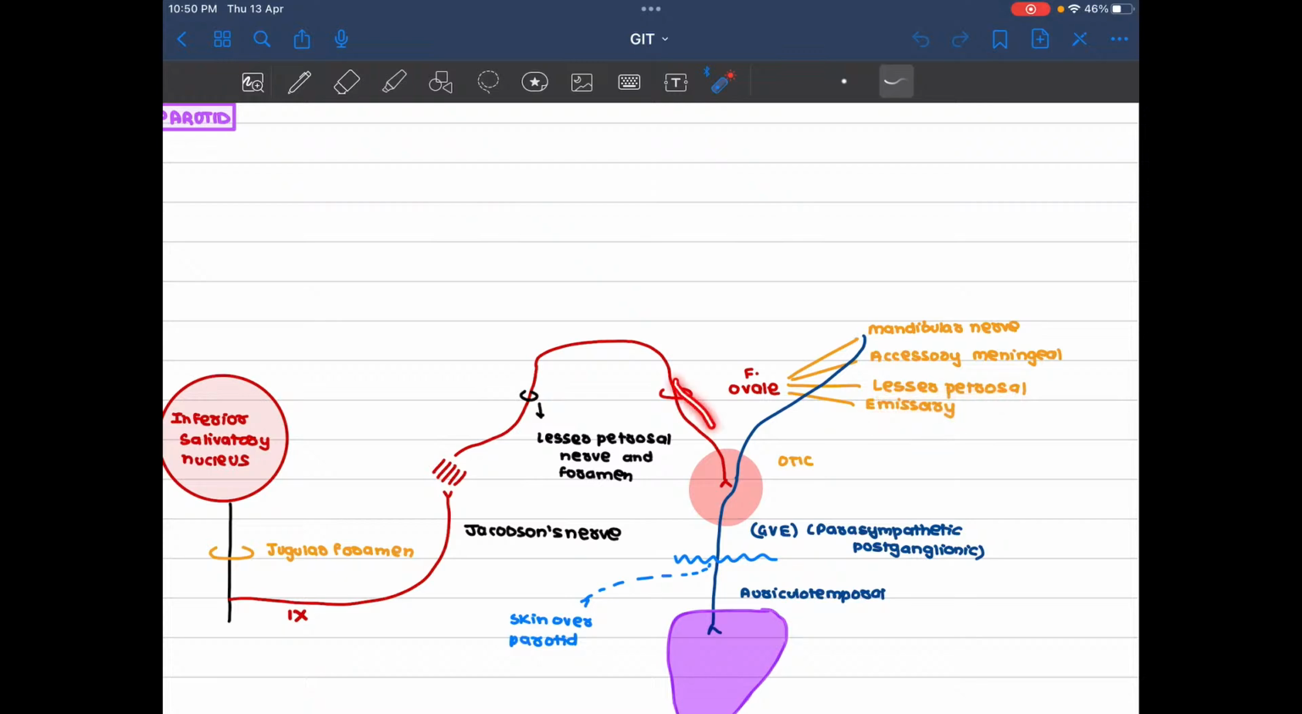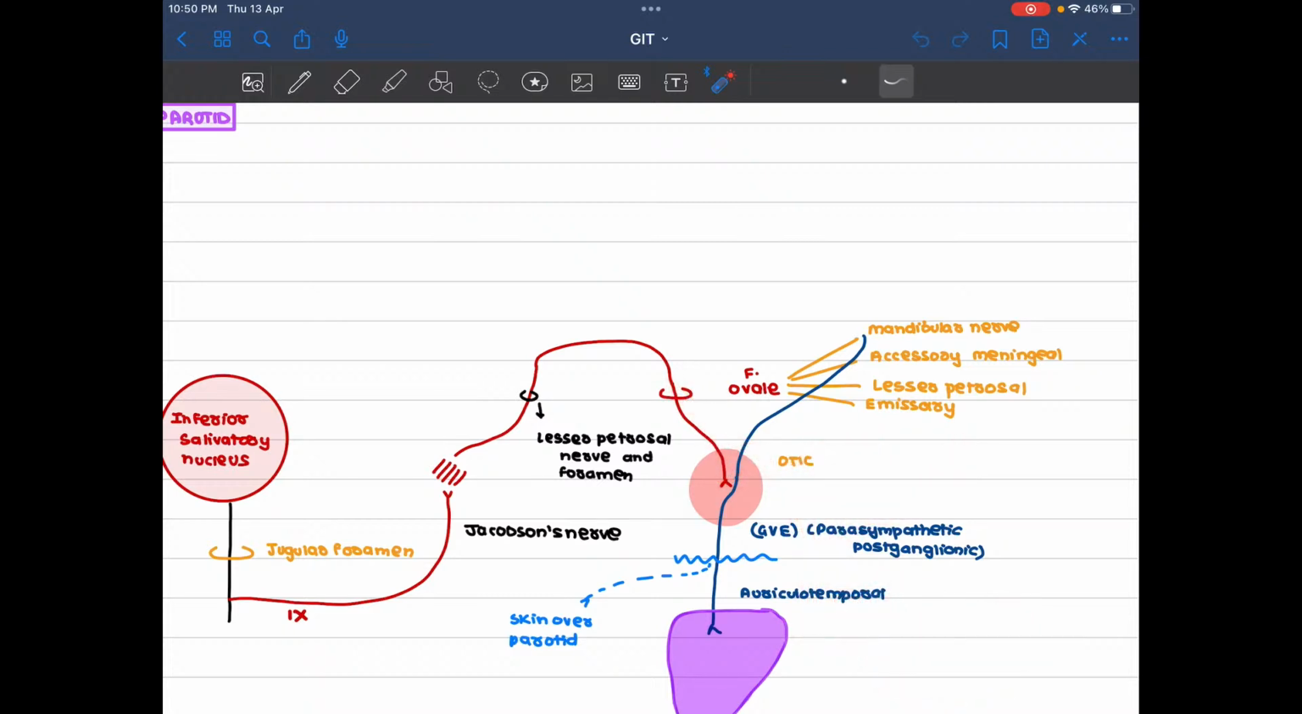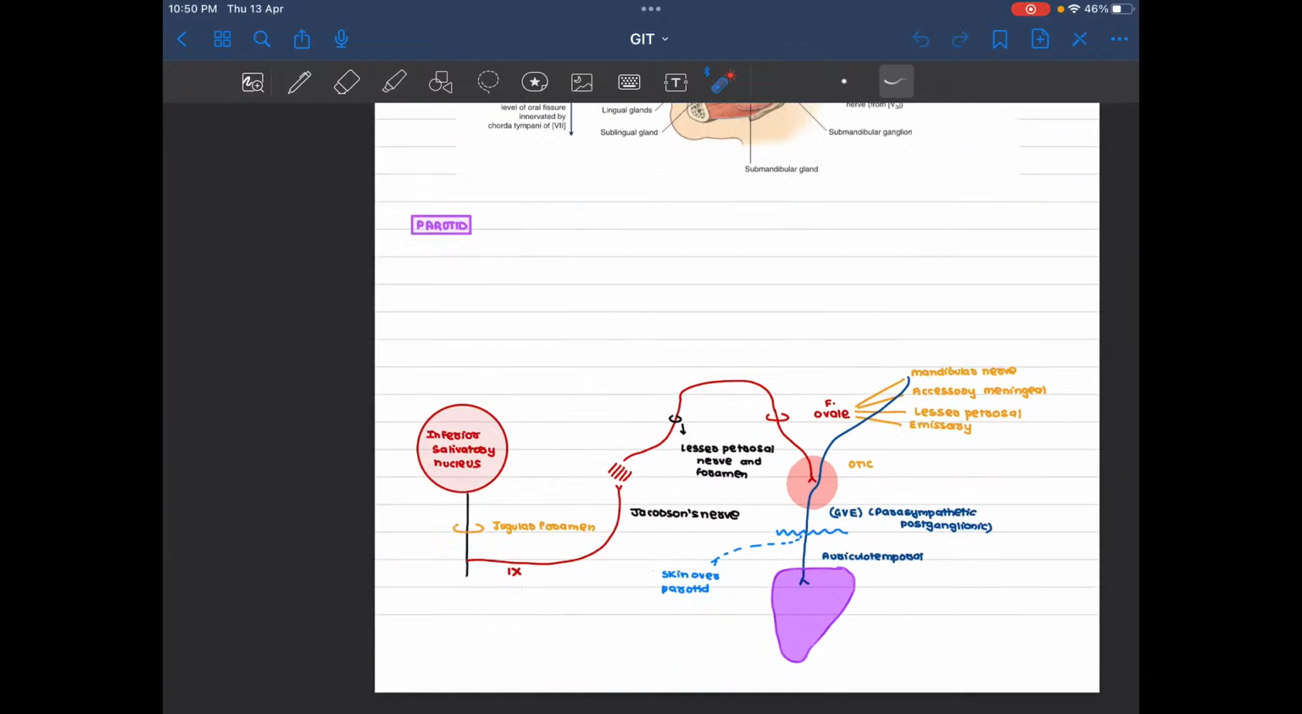So this lesser petrosal nerve is going to go into the otic ganglion, which is present near the ear, and that's going to give rise to what? The mandibular nerve gives rise to a branch known as the auriculotemporal nerve, which supplies the parotid. And the fibers coming from the lesser petrosal nerve are going to join the auriculotemporal nerve and supply the postganglionic parasympathetic fibers to the parotid.